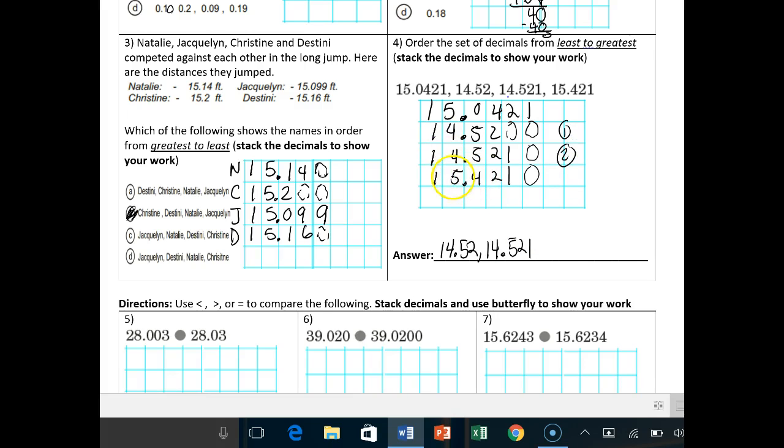Now I'm down to these two. So compare 15.0421 versus 15.421. The 0421 is smaller. So 15.0421, then 15.421. Making sure we're filling in zeros, right?